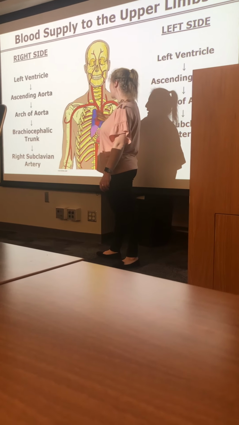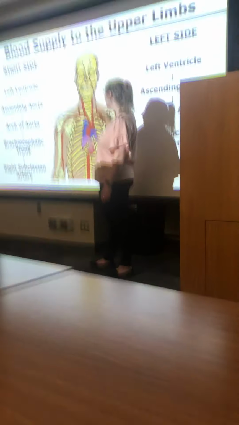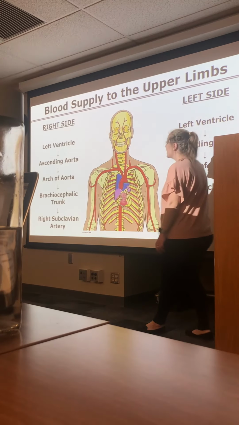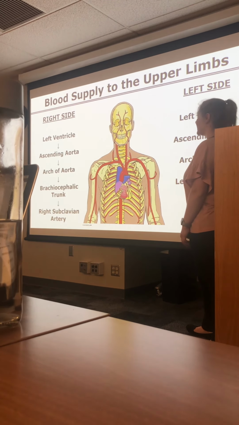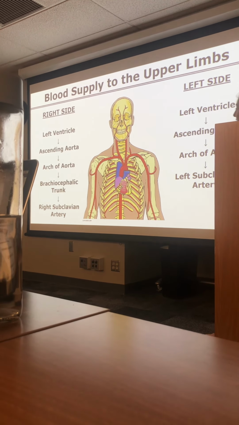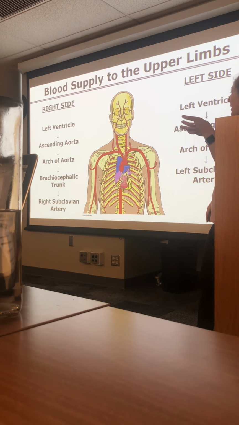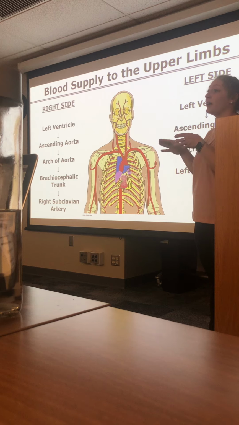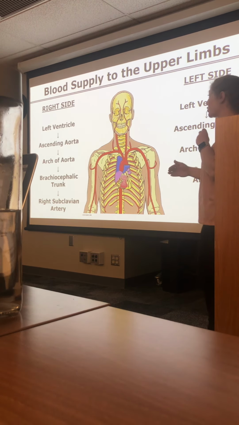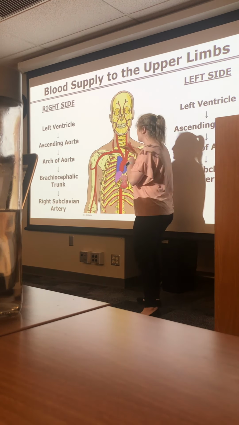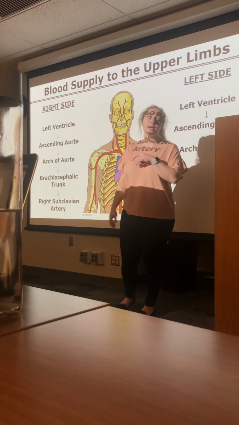trunk, and then we have the carotid and the subclavian on the left. So it's a little bit different from right to left. So from our right side, we go from our left ventricle to our ascending aorta, the aortic arch, and then into our brachiocephalic trunk. Okay, our brachiocephalic trunk is going to give rise to our right subclavian and our carotid artery.